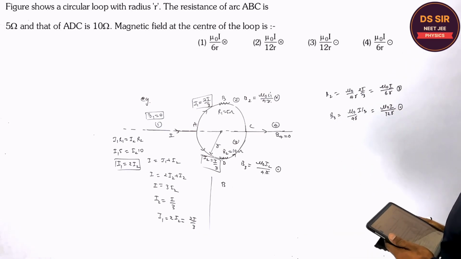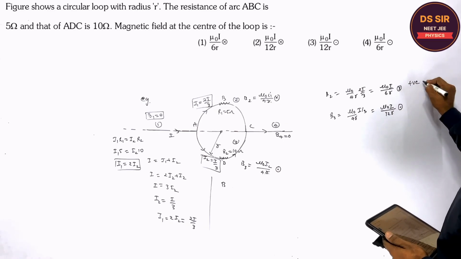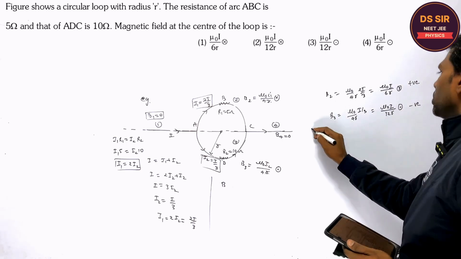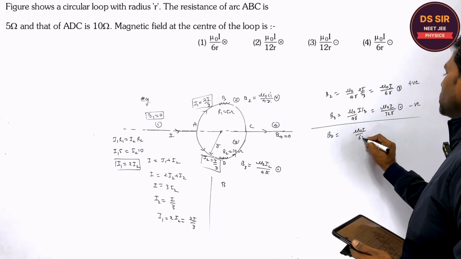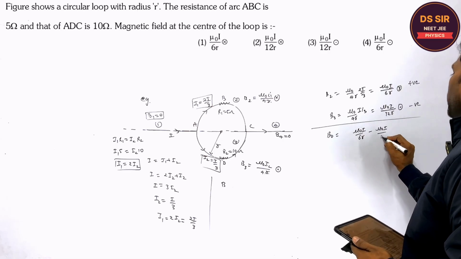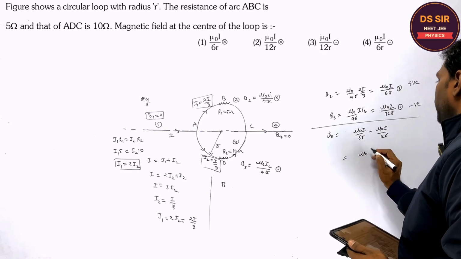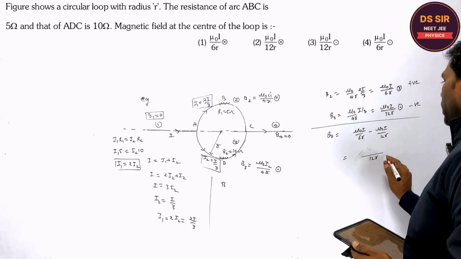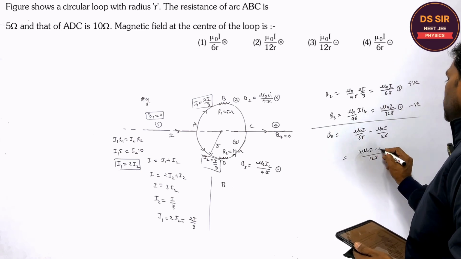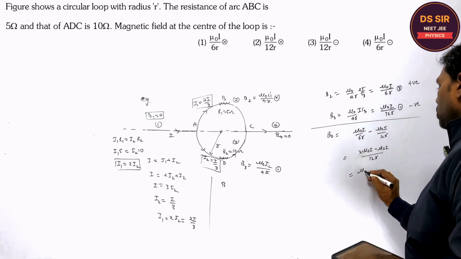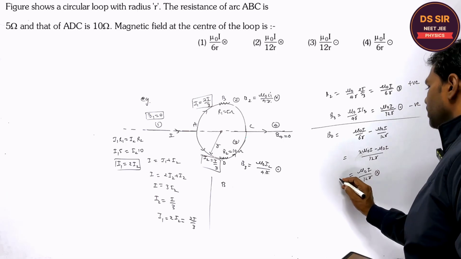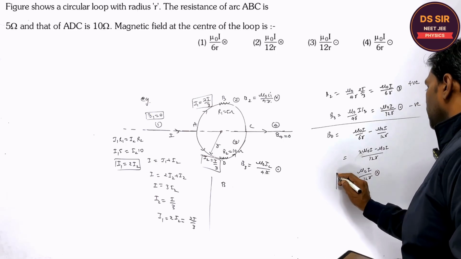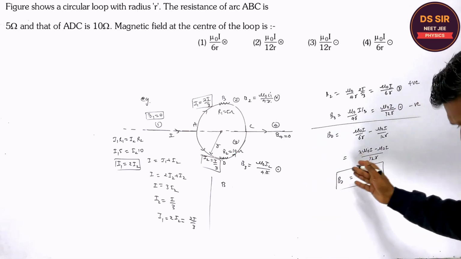Which is greater? B2 is greater, so take it positive and the other negative. So what is the net magnetic field? Mu naught I upon 6R minus mu naught I upon 12R. When you simplify, 12R is the LCM, giving 2 mu naught I minus mu naught I, which is equal to mu naught I upon 12R. This is the result. Copy this.